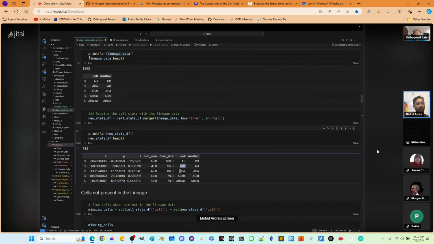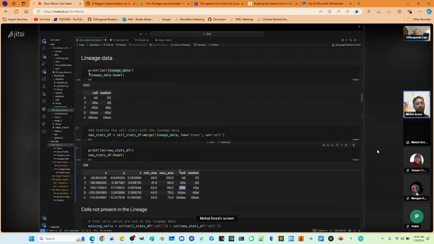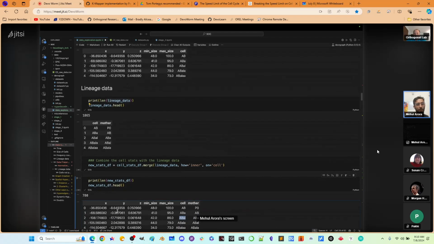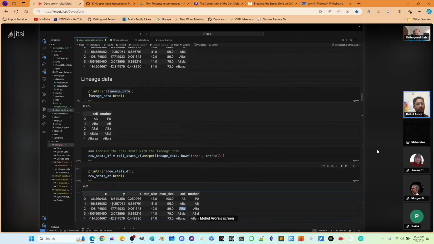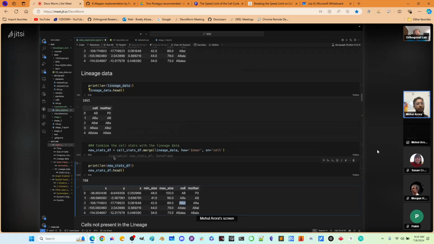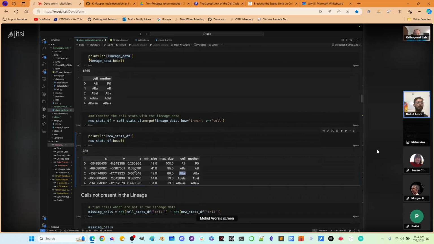But here we are getting 780 rows after combining with lineage data. This is because I saw what the missing columns in the lineage data are. So in these cells, the lineage was missing. Probably because P1, P2, P3, P4, Z2, Z3 don't have any parents. So that is why it was missing.